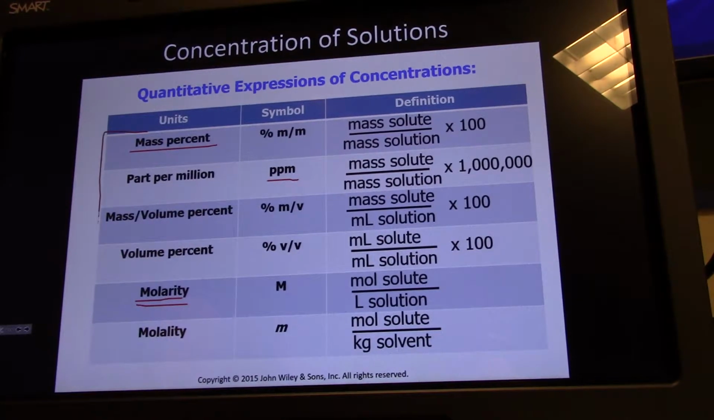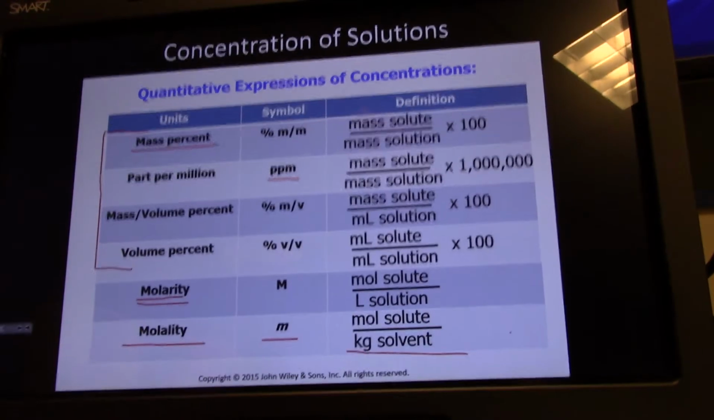These first four are how products are labeled before they're sold. In a chem lab, everything will always be labeled in molarity. Moles of solute per liters of solution is the most useful way to label something for a chemist to be used in a chemical reaction. And then molality, it's a little bit different. Moles of solute per kilogram solvent. And we're going to see that's used for colligative properties.